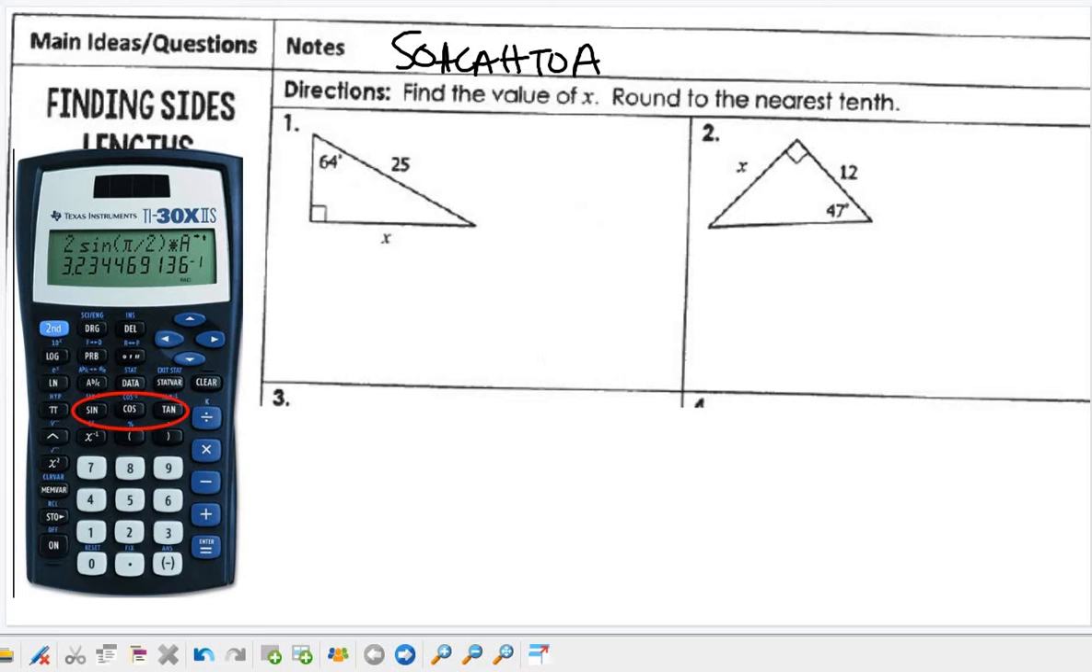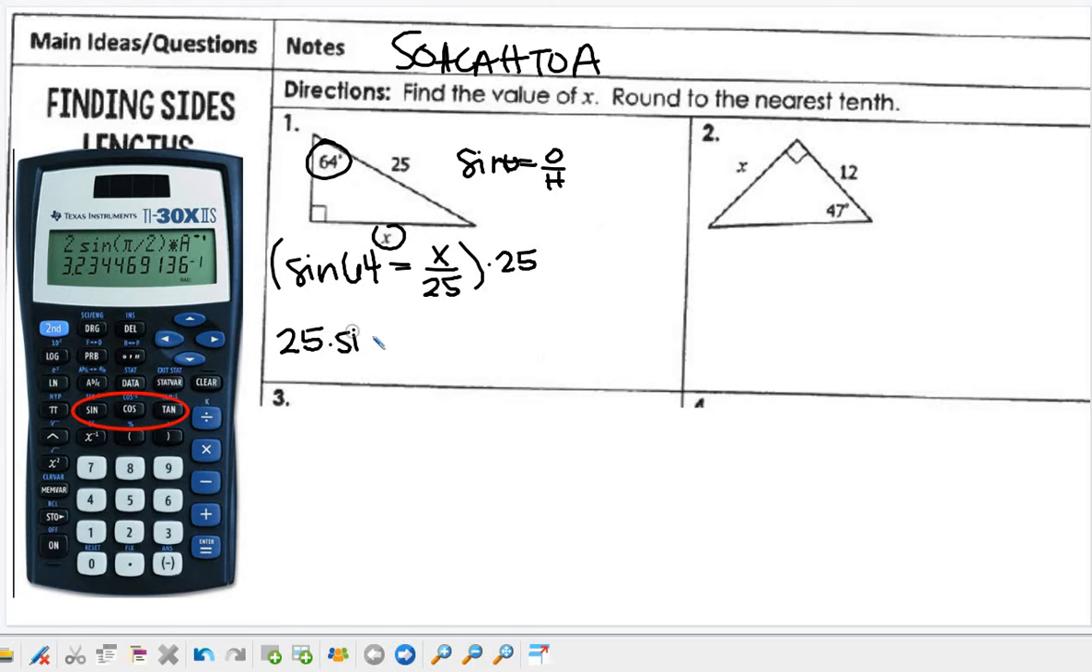Okay, so if we look at number 1, we're looking at the ratio of sides that go with that angle. If you notice, we have opposite and hypotenuse, which is sine. So sine of theta is equal to opposite over hypotenuse. If I want to solve this, then I know I have sine of 64 is equal to opposite, which is x, over hypotenuse, which is 25. So if I want to solve for x, I'm going to multiply both sides by 25, and I get 25 times sine of 64 is equal to x.